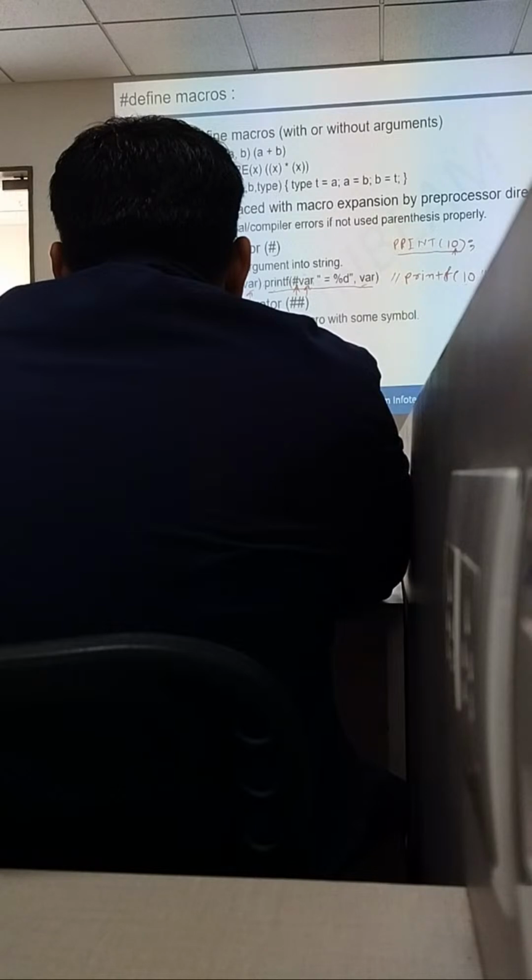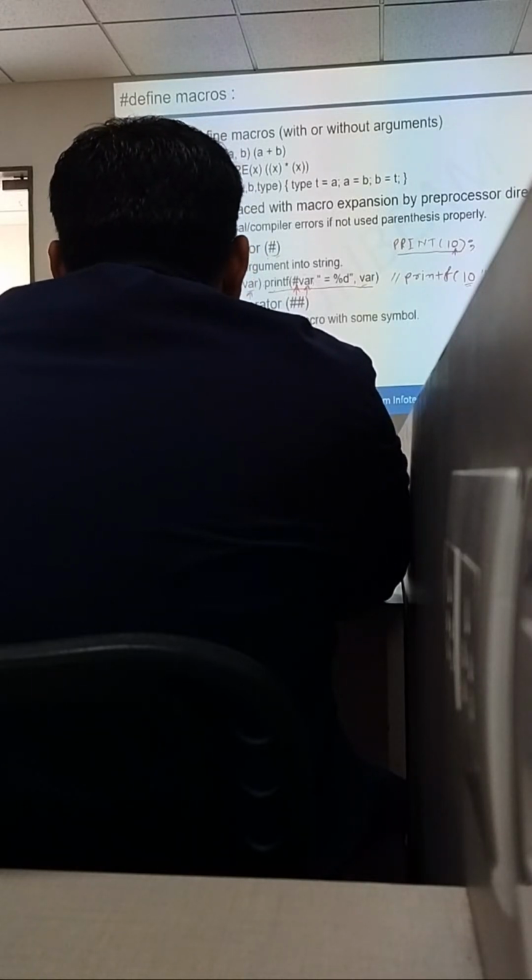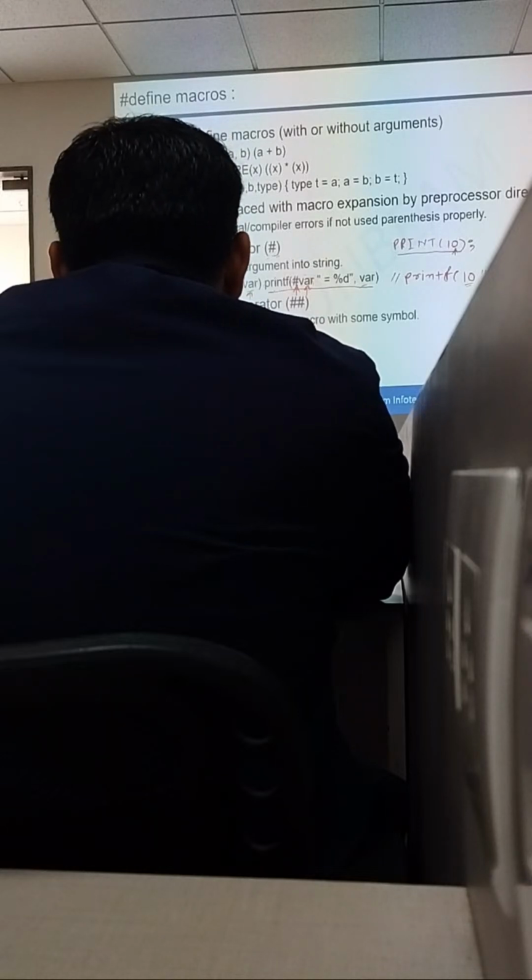So what is the utility of this stringizing? Right here you are just simply mentioning syntax like hash var again double quote equal to percent d double quote close comma 10. If you are asked to generate output like this, then you need to use stringizing. That means ultimately what will be the output of this line? 10 equal to 10, it will come like this, right?